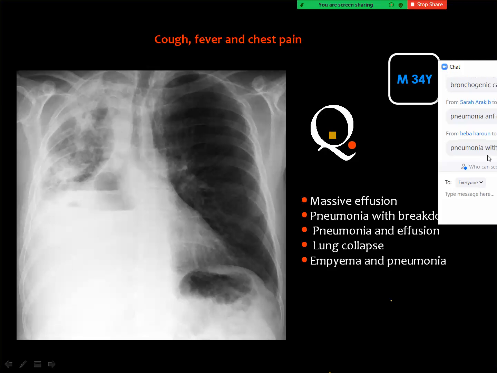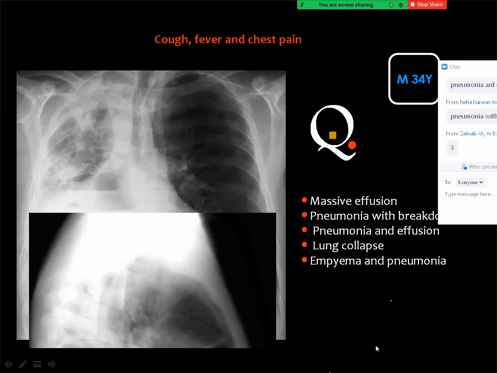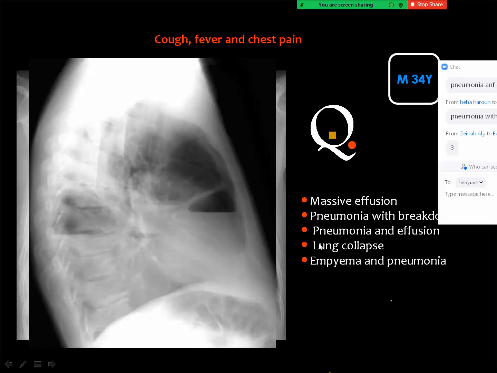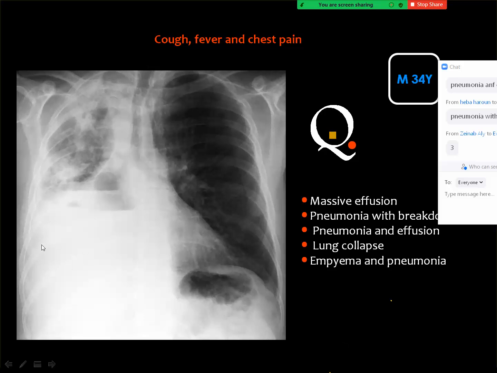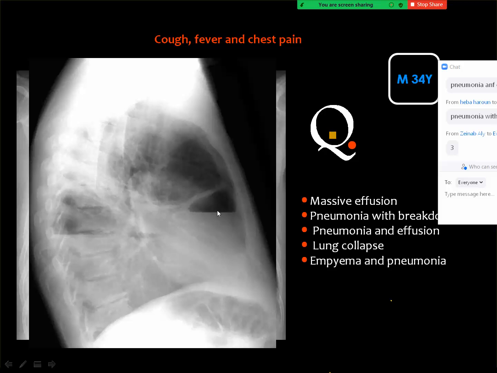Yes, and the answer is pneumonia and effusion, okay? And this is the lateral X-ray of the same case. And the frontal X-ray, and you can see obliteration of the costophrenic angle with what looks like an air fluid level and opacity in the remaining part of the lung. In the lateral view, you got the same air fluid level and the opacity in the lung. And actually, this is the most likely provisional diagnosis from the plain film.